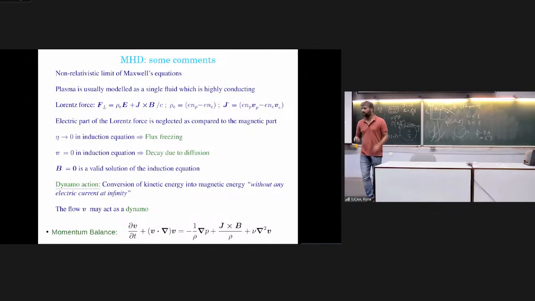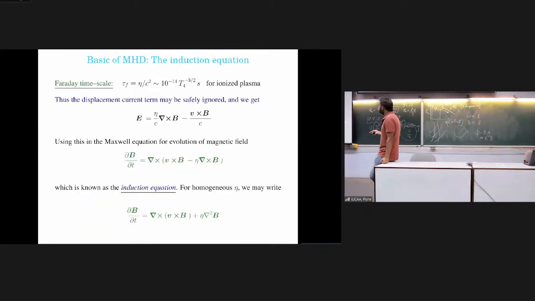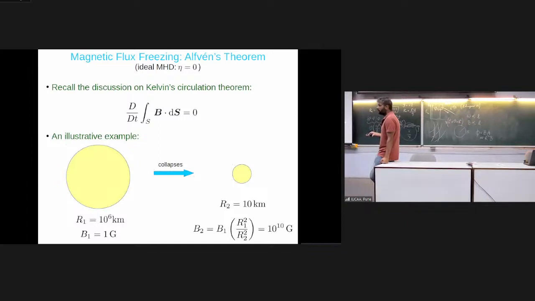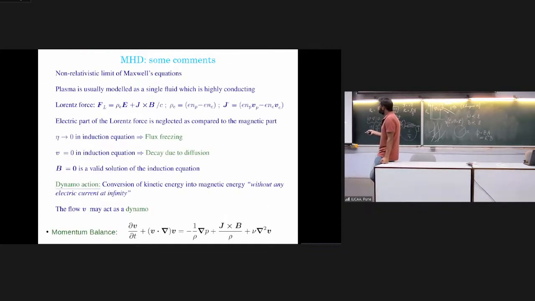You can go beyond MHD. There are situations where MHD may not apply, but it turns out that for most systems, MHD is a good enough approximation. Eta going to 0, what was eta? This term, right? That's the resistive term. If I take it to be 0, this becomes an ideal MHD problem, and then your flux freezing applies. Then you could say that eta going to 0 in the induction equation leads to flux freezing. That means your fluxes are frozen into the plasma. What does frozen mean?